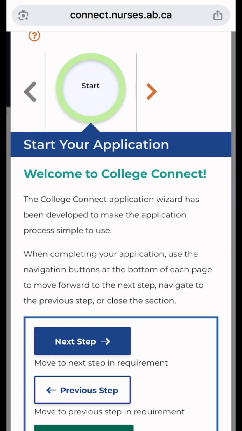So this is called the College Connect application, which covers the whole application process for registered nurses. College Connect gave this window, and I already started my process.